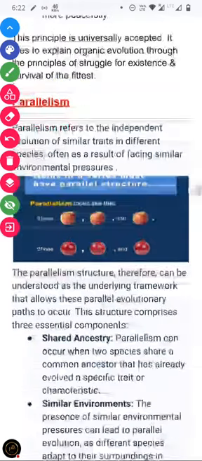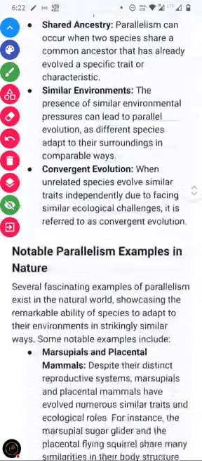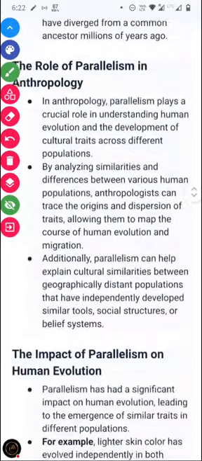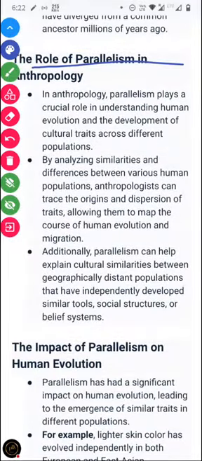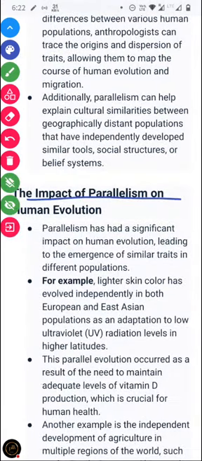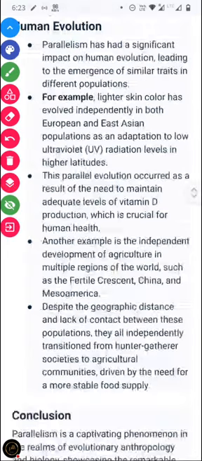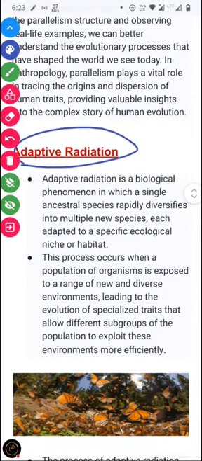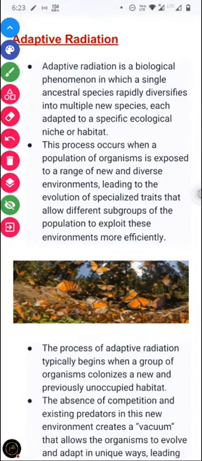What is parallelism? You can find and read about it in this PDF. Role of parallelism in anthropology and impact of parallelism on human evolution. You can remember this. And adaptive radiation: a very easy and very interesting subject.